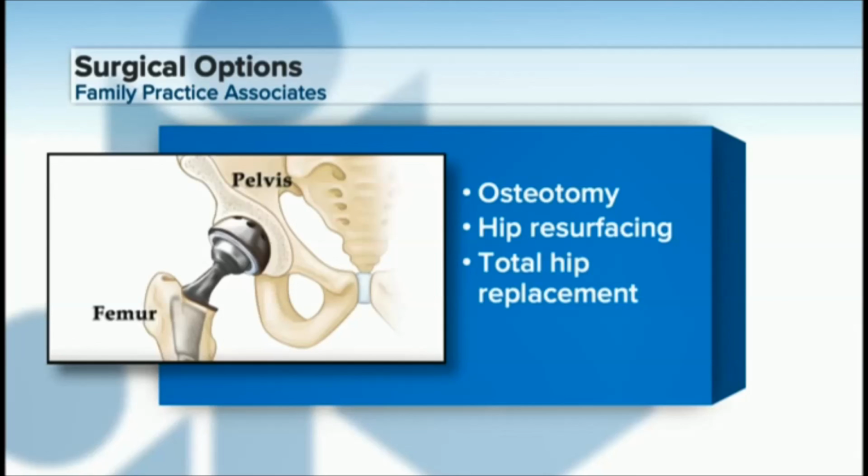There's a hip resurfacing procedure that involves basically putting a cap on the femur bone or the head, the ball part of the joint, and then a cup on the socket side to resurface that. And then finally, there's the most common that everyone's aware of, and that's the total hip replacement.